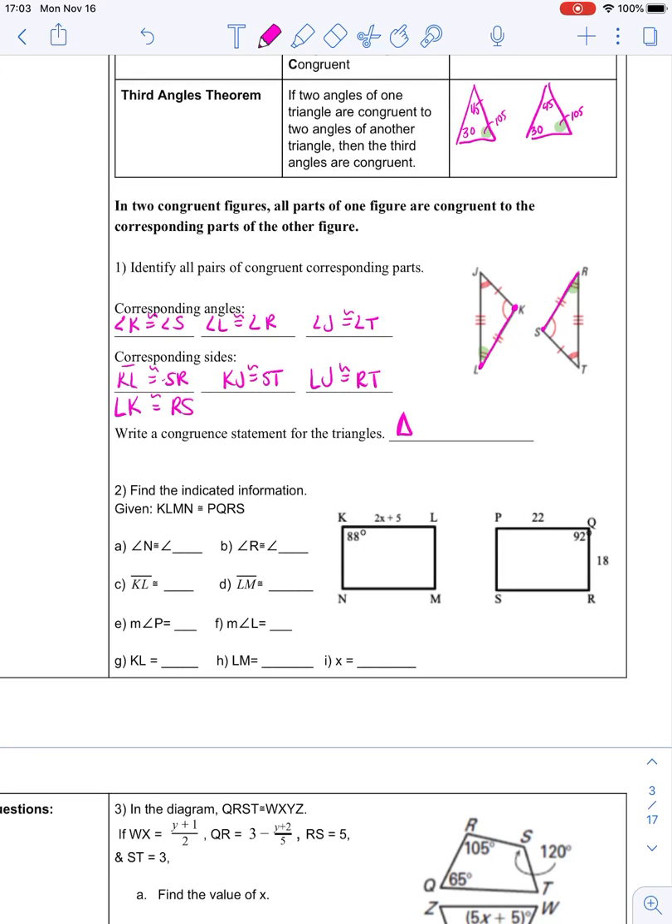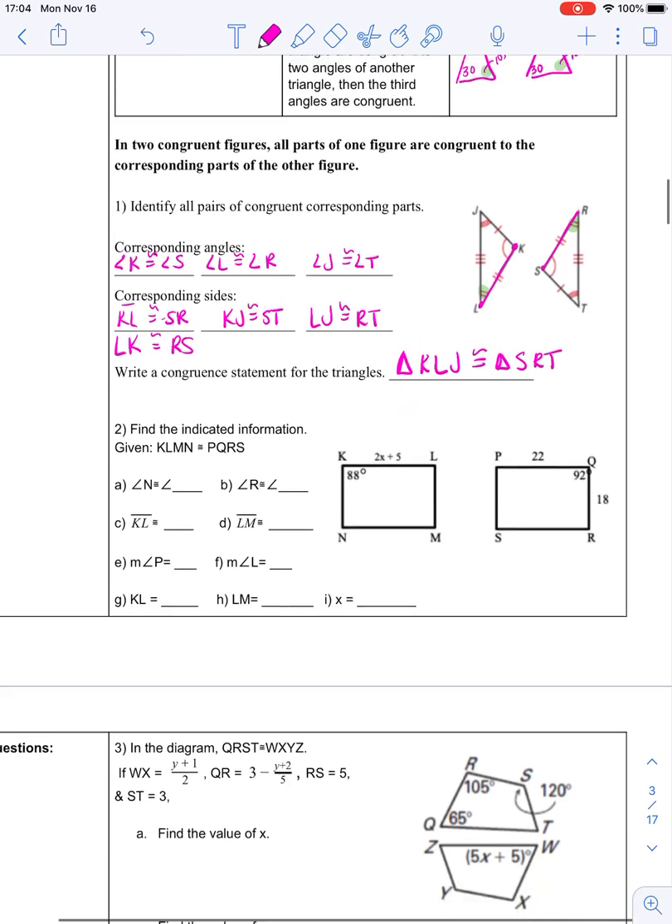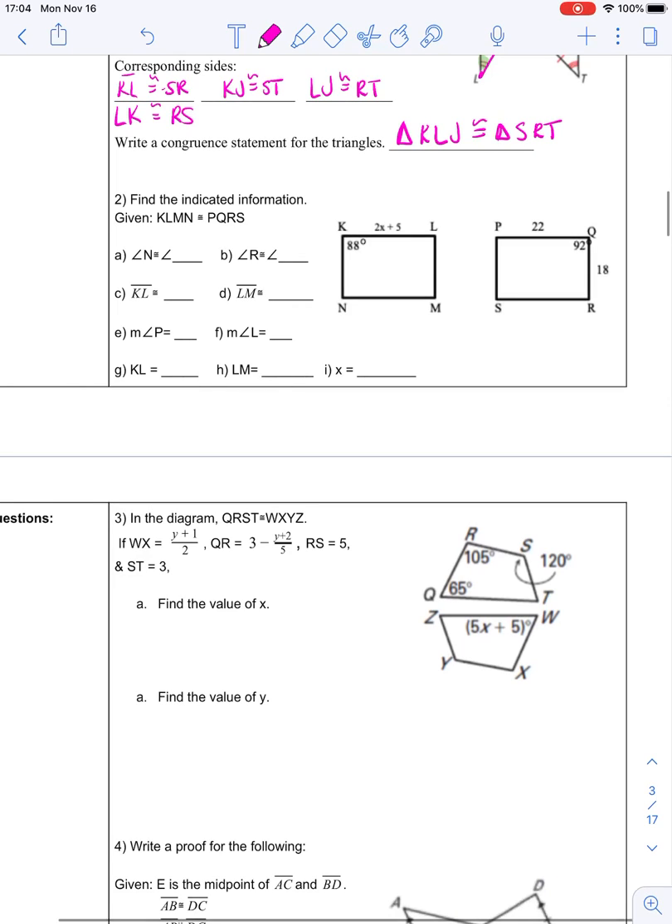So a congruent statement for this triangle, I could say then that triangle KLJ is congruent to triangle, and again, order matters, you need to match up the pieces, SRT. It doesn't matter how you start. I could say JLK, but then I would need to say TRS. Once you pick a direction, stay in that direction. So we can use this to solve these two pieces. If we know information about one, then we can know information about the other.